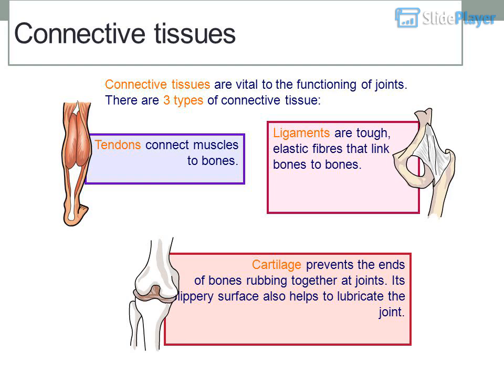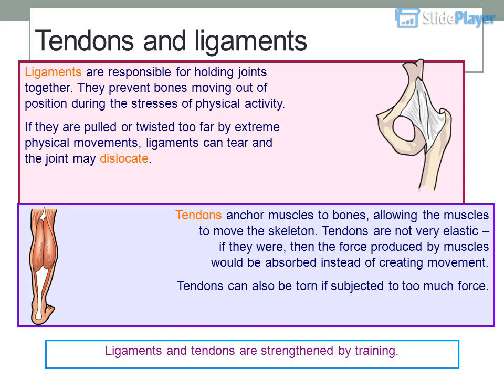Cartilage prevents the ends of bones rubbing together at joints. Its slippery surface also helps to lubricate the joint. Ligaments and tendons are strengthened by training. Tendons and ligaments. Ligaments are responsible for holding joints together. They prevent bones moving out of position during the stresses of physical activity.